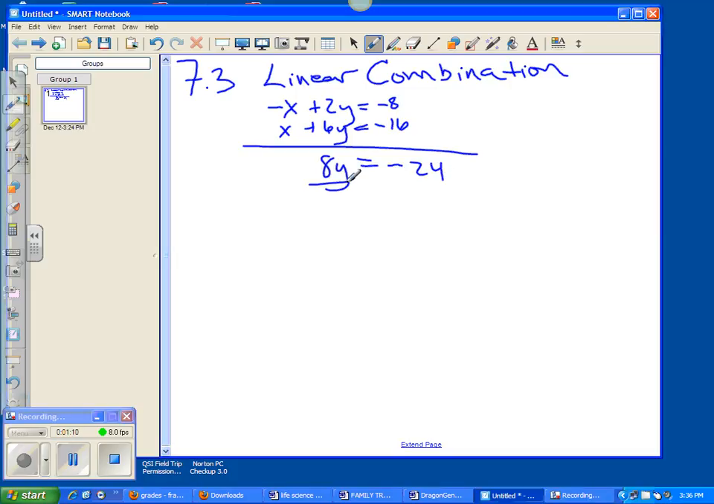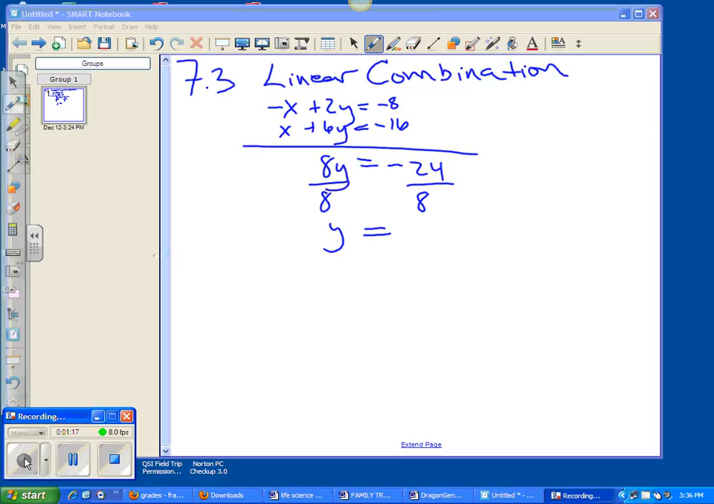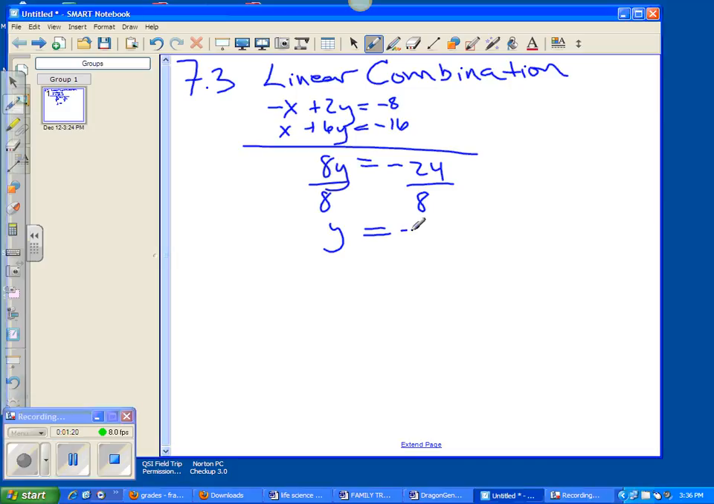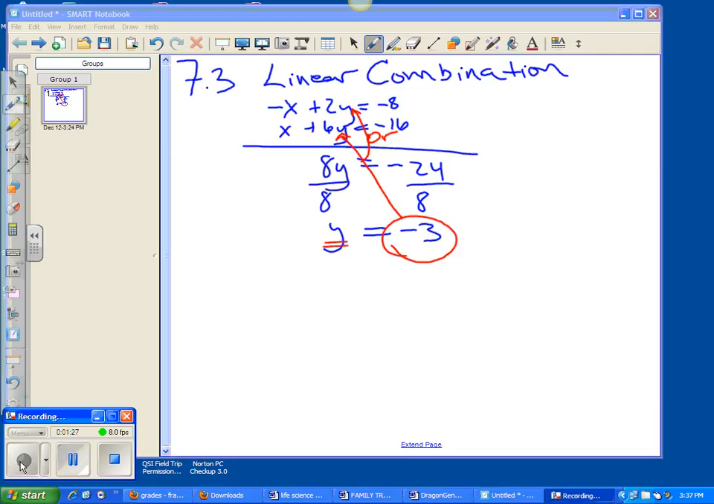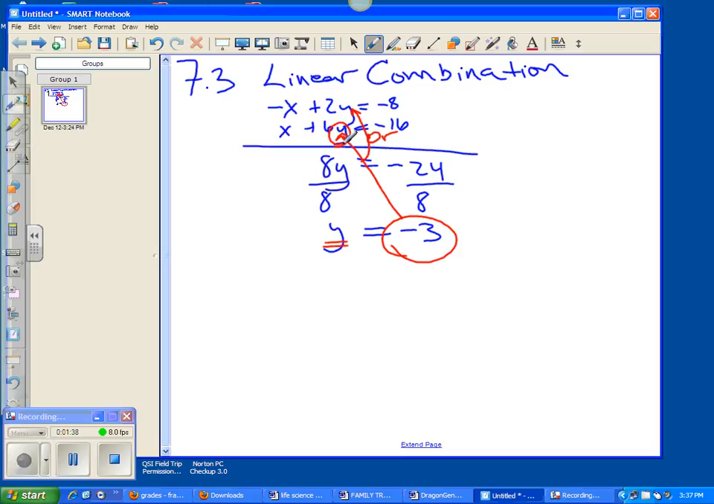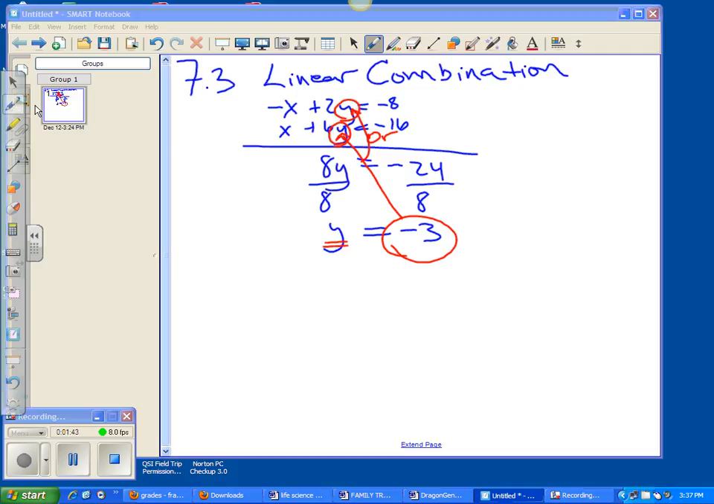I now just isolate the variable y, get it by itself, and that gives me a negative 3. And that's my y solution for this linear combination. So now in order to find your x, you see the arrows here that I put in. You could substitute your y is equal to negative 3. You could put your negative 3 in this area right here, or in this area. You choose the one you want. There's no difference, whichever one's easier to work with.